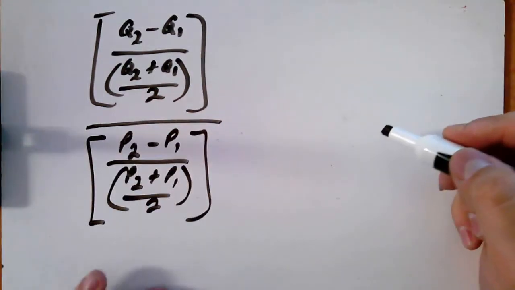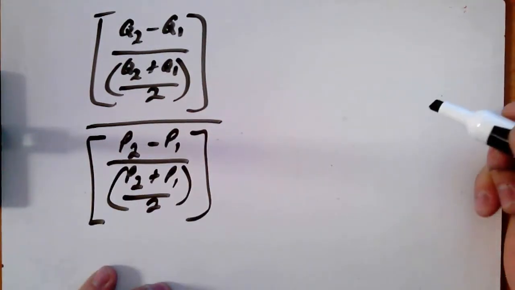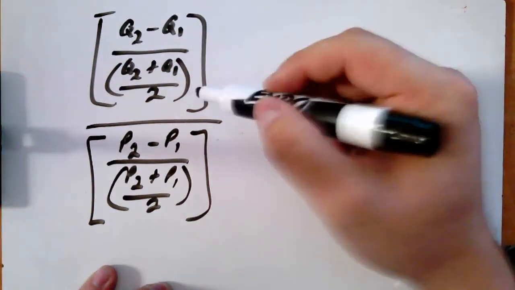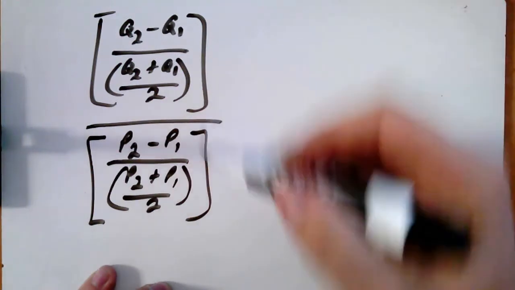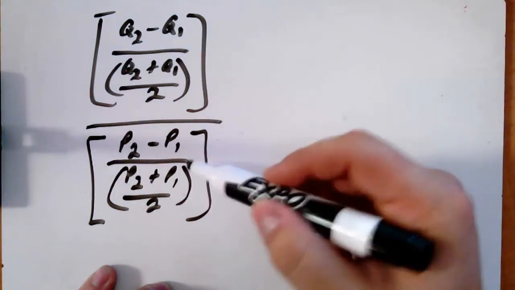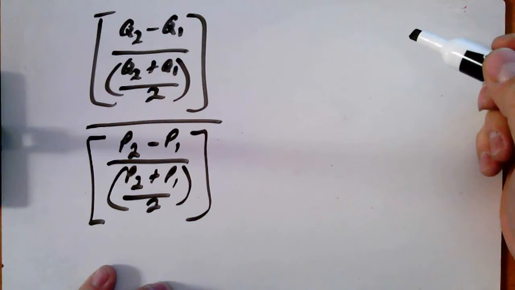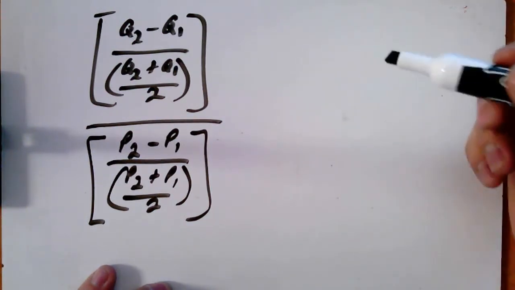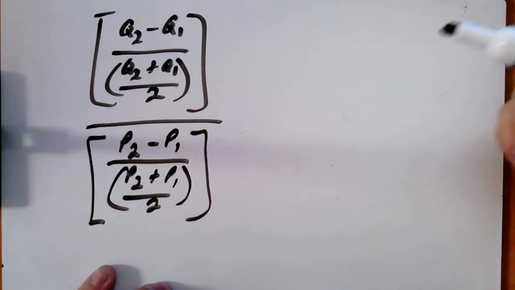So in other words, what we're saying here is the percentage change in quantity supplied, how much the quantity supplied changed by percentage, compared to how much the price changed by percentage. So it's the percentage change in quantity supplied divided by the percentage change in price.